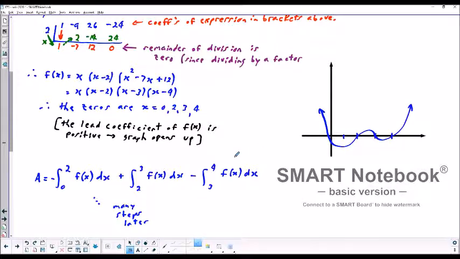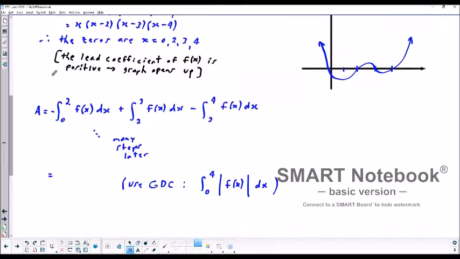Okay, and then when you set this up, it's going to look like, from the first portion is underneath the x-axis, so it's going to be 0 minus this function between 0 and 2. So the 0 is going to be subtracting this. So that's why we have the negative here. Plus, from 2 to 3, it's going to be f of x minus 0. And then again, minus is going to be underneath. So it's going to be, from 3 to 4, this negative f of x dx. And we're going to go through all this.